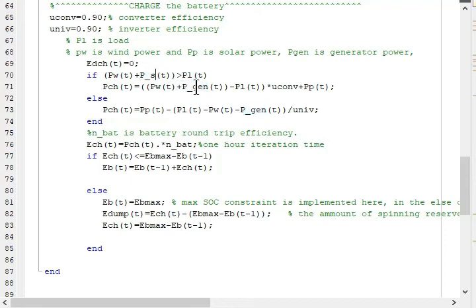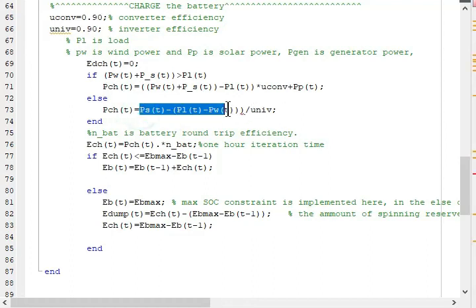This is actually for a different module, a different requirement of the client, so I have taken it as generalized. If the PV and the wind power are greater than the load, then the P charging will be this one; otherwise it will be P load minus wind. And that is the P solar: solar minus load minus wind divided by inverter efficiency. Then I subtract this from the solar, so it will be your charging power.